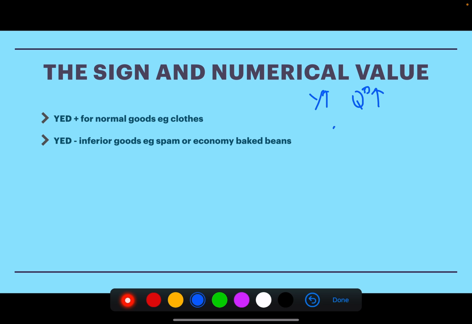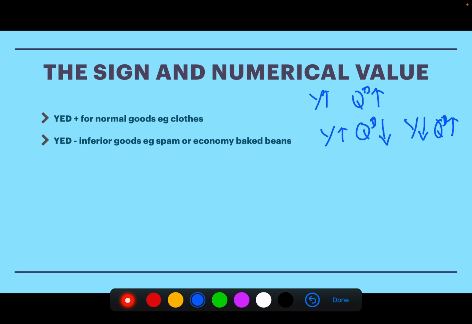Inferior goods: as your income goes up, you actually buy fewer of these inferior goods. That's because you have more money, so you're going to buy better things. You don't need to buy these cheap inferior goods anymore. For example, you might be buying spam or corned beef, and when you have more money, you will buy proper meat. Or you might be buying economy baked beans, and when you have more money, you'll start buying Heinz baked beans. The opposite can also be the case. As income goes down, as you have less money, you're going to have to start buying these inferior goods instead of the nicer, more expensive goods.